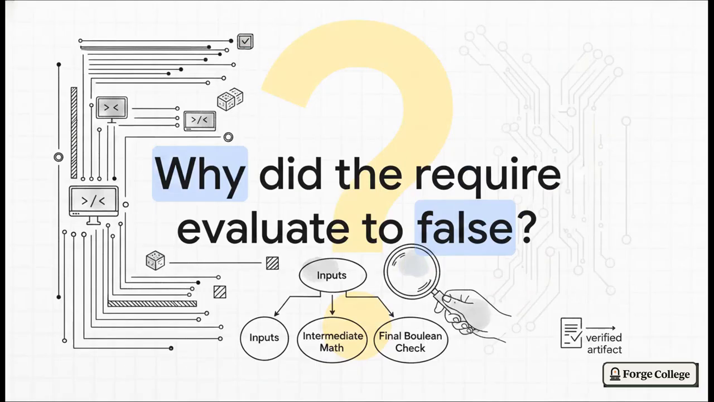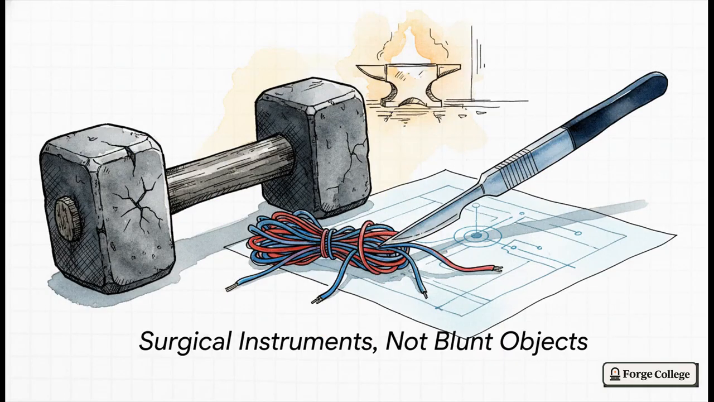Ultimately, a well-placed console log transforms this exact question, why did the require evaluate to false, from a frustrating total dead-end mystery into a clear, prioritized checklist? By capturing the inputs, the intermediate math, and the final Boolean check, you now have a verifiable artifact. You aren't guessing anymore, right? You are proving it. And that concrete proof is the absolute perfect foundation for learning much deeper, more complex tracing tools. By treating your console logs like surgical instruments rather than blunt objects, you're going to save yourself literally hours of debugging headaches.